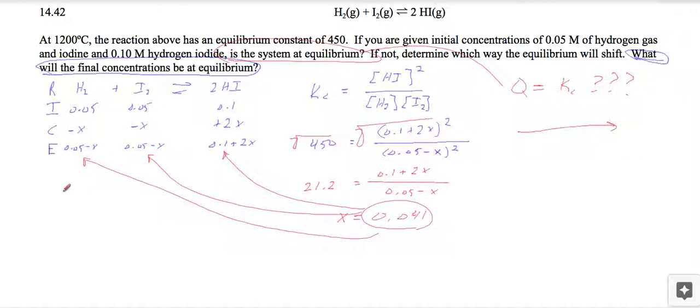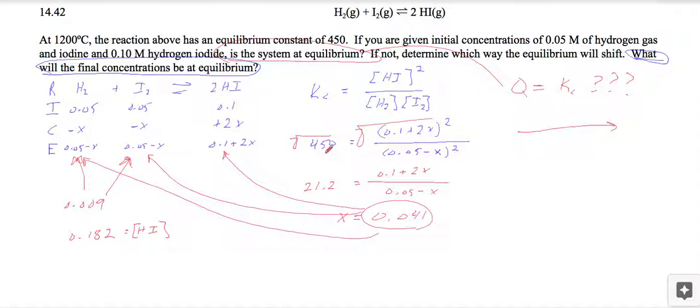The final concentrations, by the way, are going to be 0.009 for those two, the hydrogen and the iodine. And then the concentration for the other one is going to be 0.182. So this is the hydrogen iodide.